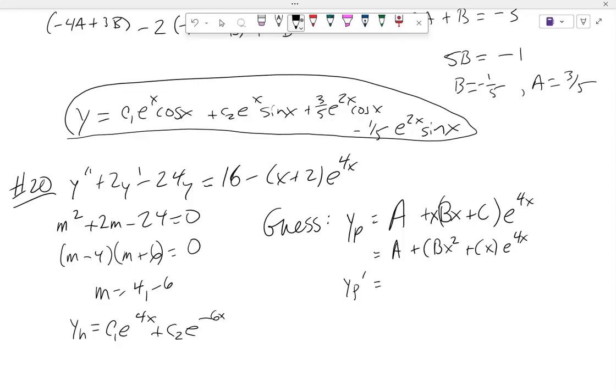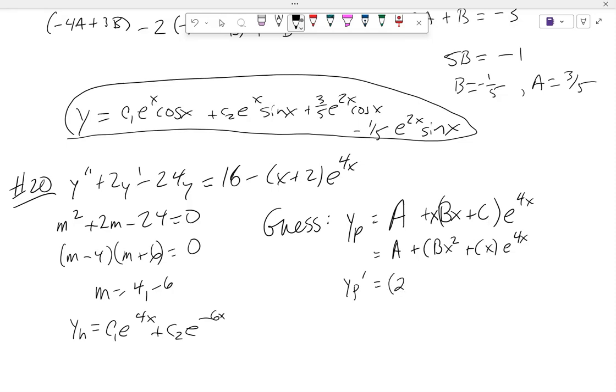As a matter of fact, the A is pretty easy to figure out what it has to be anyway. But we'll leave it there for the time being because it needs to be there. All right. First derivative then, I'll do my product rule.